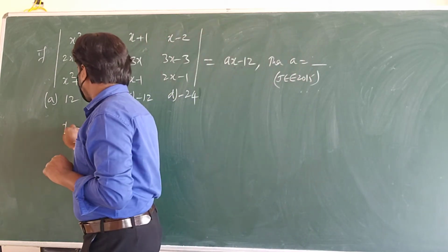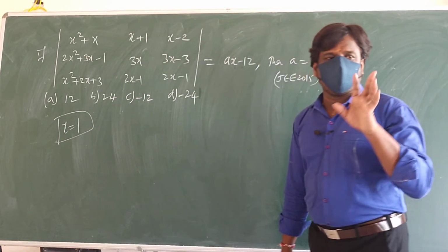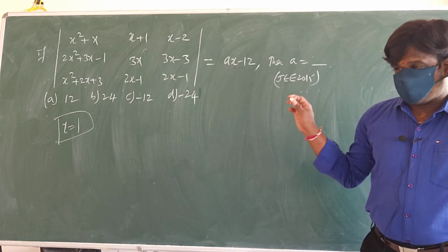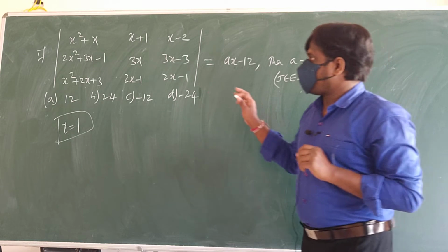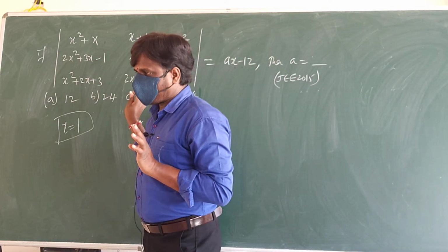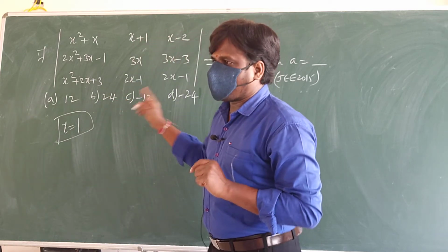Instead of that, keep x is equal to 1. Keep x as anything except 0. You always have to see that the determinant should not become 0. One thing I will tell you: suppose you are substituting here, you should not get one row the same or one column the same. So x is equal to 1, you substitute.